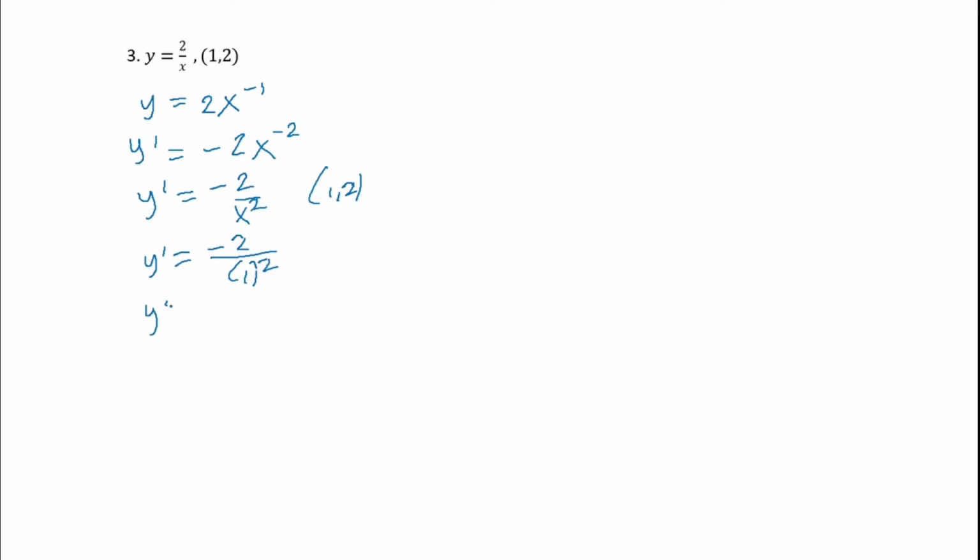So y prime is equal to negative 2. So this is the slope. Okay, this is y prime, so this is the slope. Since we need to find the tangent, the slope is still negative 2. And for the normal, the slope is 1/2, the negative reciprocal of the other.